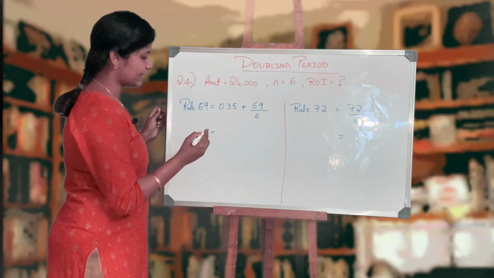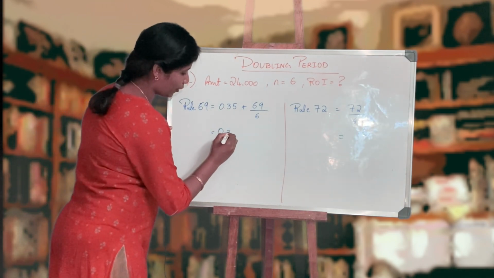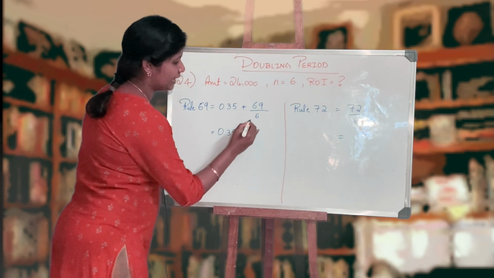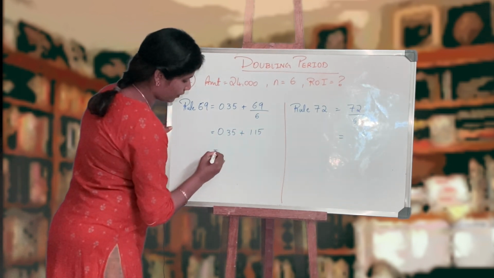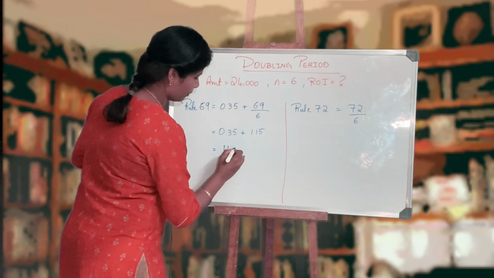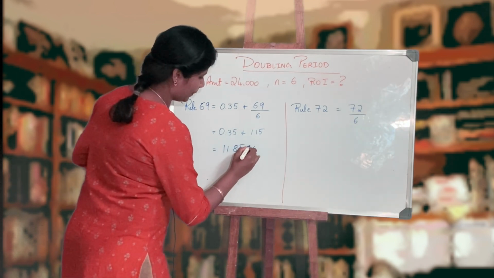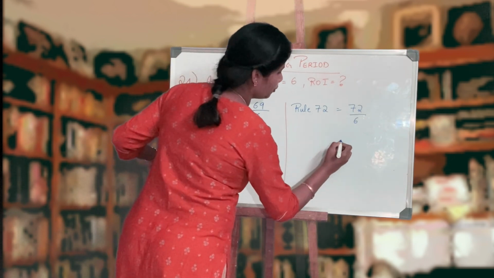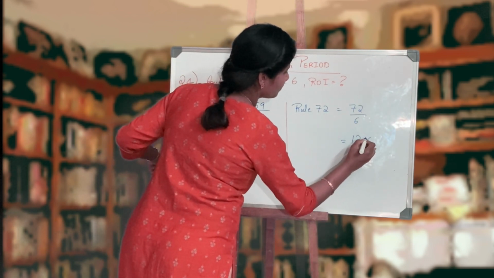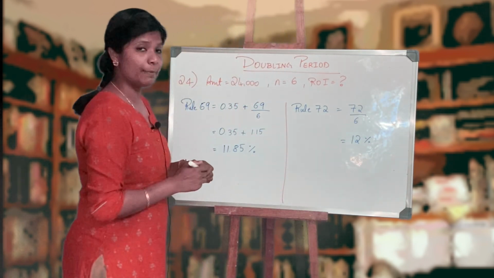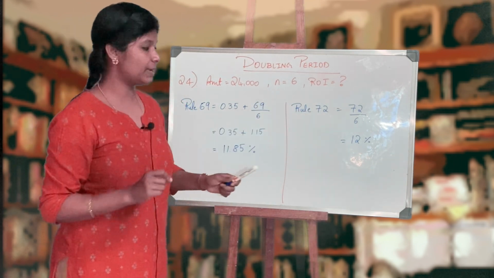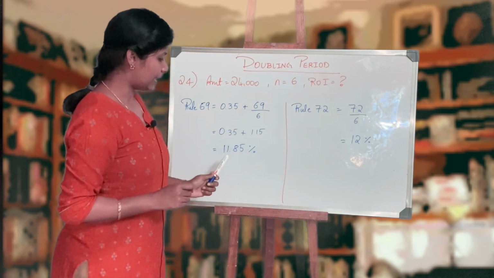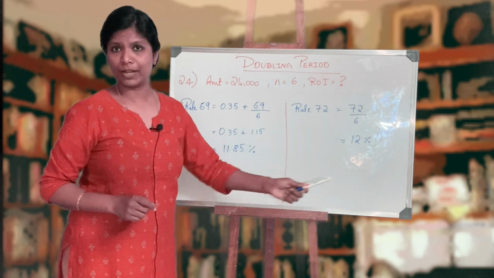First is Rule 69, 0.35 plus 69 divided by 6 is 11.5. If we add it, it's going to be 11.85%. 72 divided by 6 is 12%. Now remember, whenever the question is asking you with respect to rate of interest, your answer must be in terms of percentage. 11.85% and 12%.